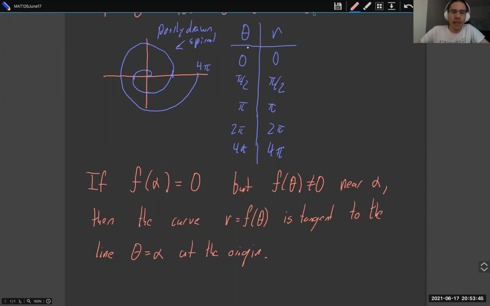So for example, if you look at the spiral, look at how the spiral comes in. It's tangent to the line theta equals 0. So this line right here, it's theta equals 0, right? And notice how this is tangent to how I've drawn it.